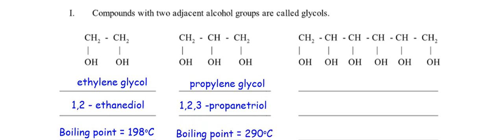Why do you think the boiling point's even higher than ethylene glycol? Well, you have another OH group, so you have more places for hydrogen bonding to occur, so that you have more attraction. Therefore, it takes more energy to pull apart. What is propylene glycol used for? Now think about this.